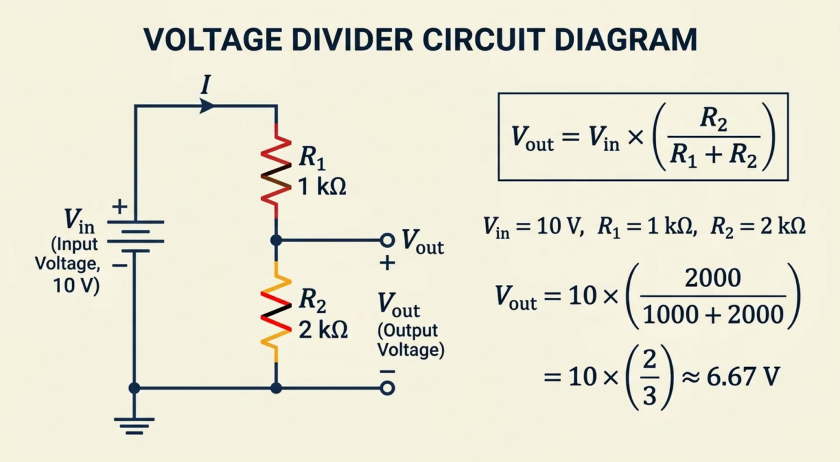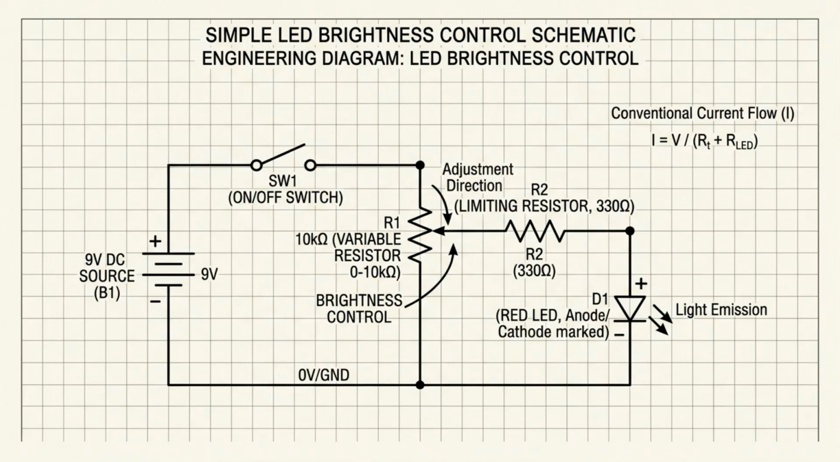It is used intentionally to limit current, divide voltage, and protect sensitive components. Resistors are designed components that provide a specific and predictable amount of resistance. By selecting the correct resistance value, engineers can control how much current flows in different parts of a circuit. For example, LEDs require resistors to prevent excessive current that could damage them. Voltage divider circuits use resistors to produce specific voltage levels from a higher supply voltage.